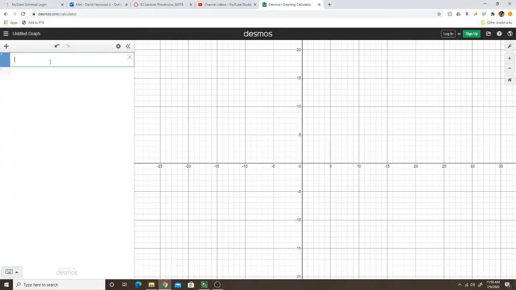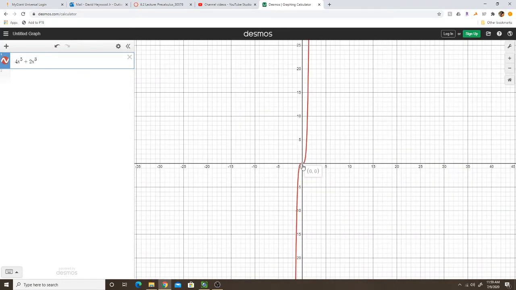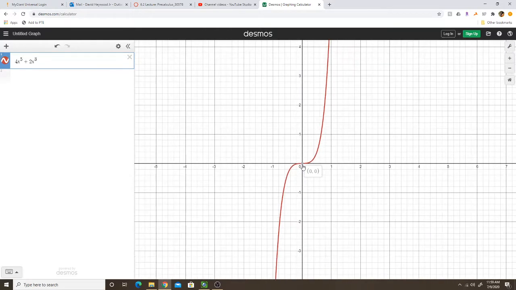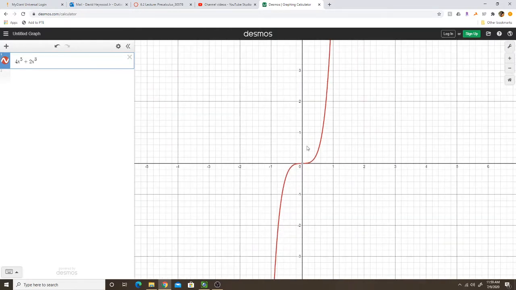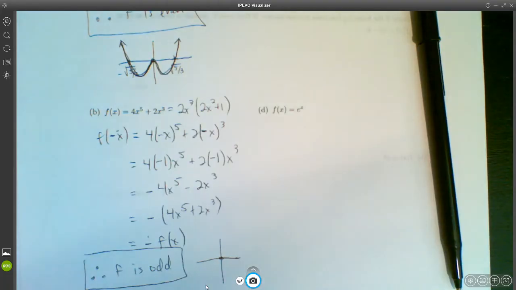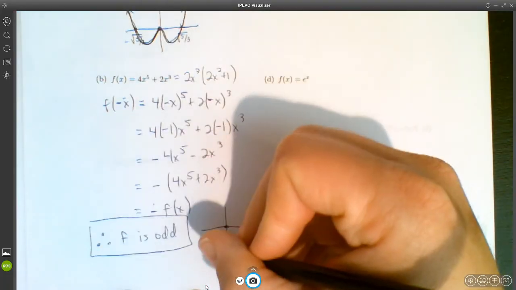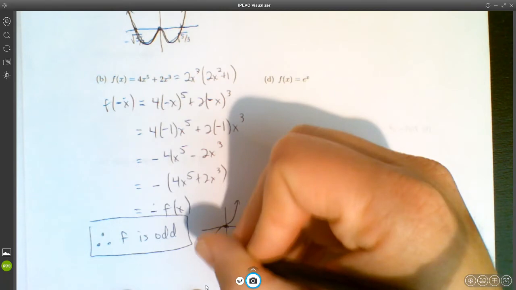Let's do 4x to the fifth plus 2x cubed. There you go. Oh, no, it's not very interesting. It just looks like a normal cubic function. But notice that it has symmetry about the origin. Right? It has symmetry about the origin. So the function looks kind of like this.